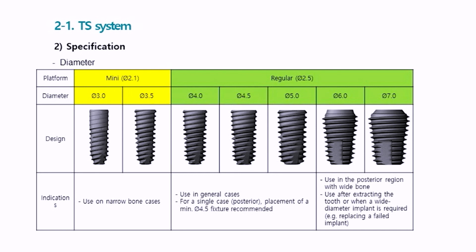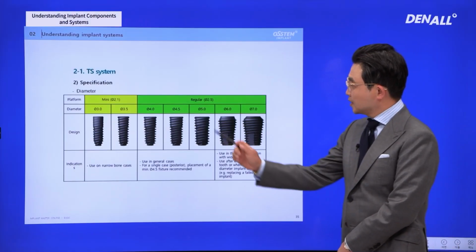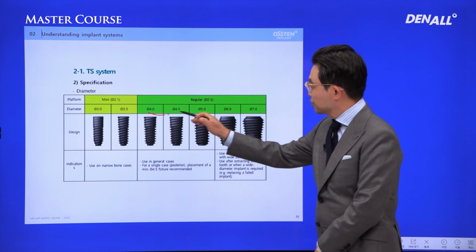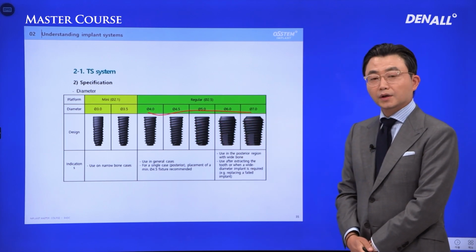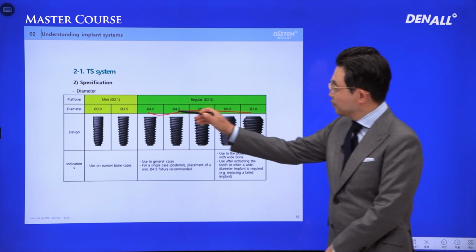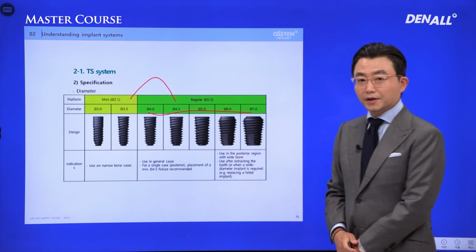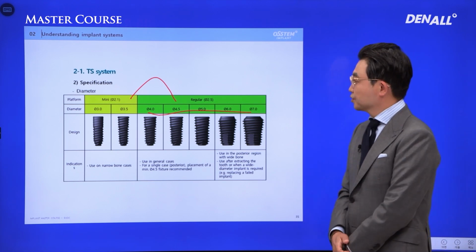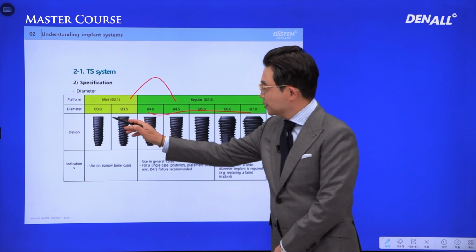In the case of the TS system, mini and regular platforms are available. In the case of mini, 3.0, 3.5, and for regular from 4.0, all platforms, healing abutment or general abutment are all compatible. But for mini and regular lines, it's all different. Healing abutment and abutment, they are all different. It's because diameters are different.